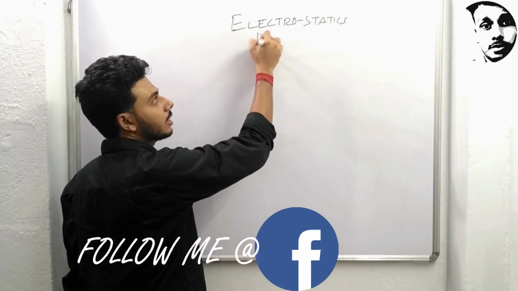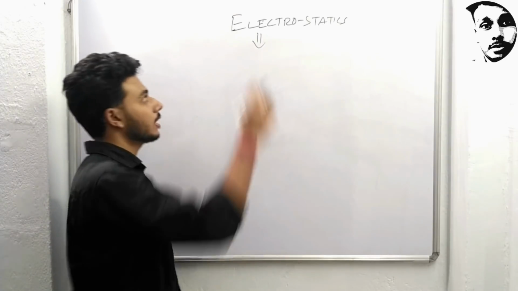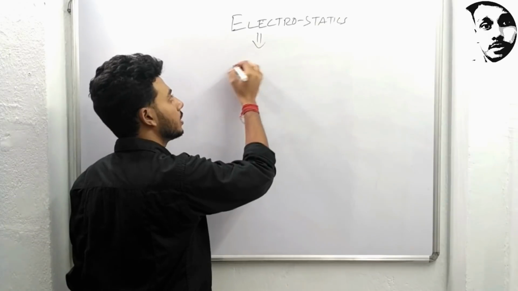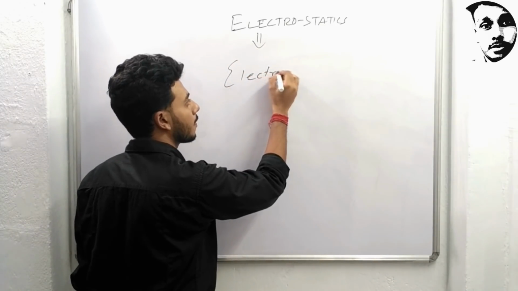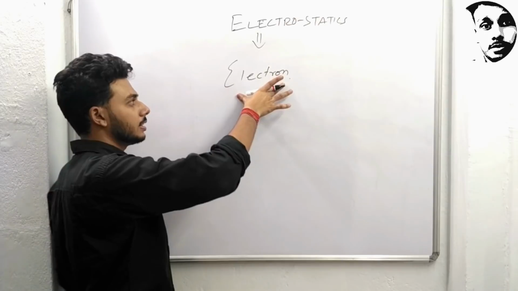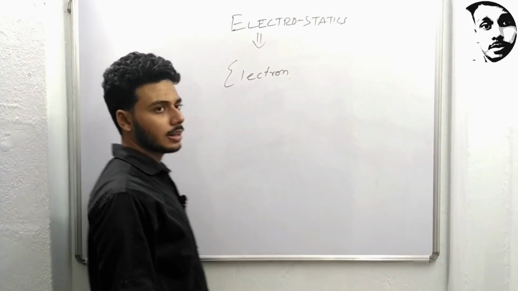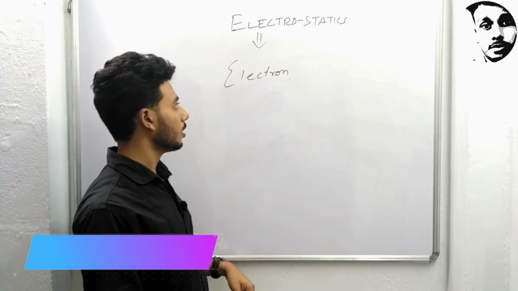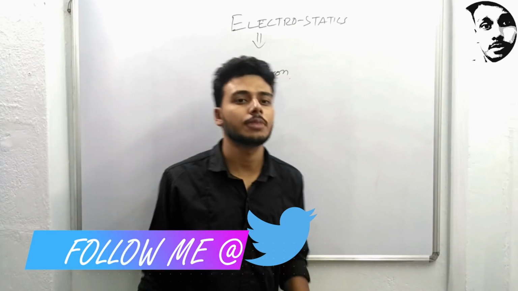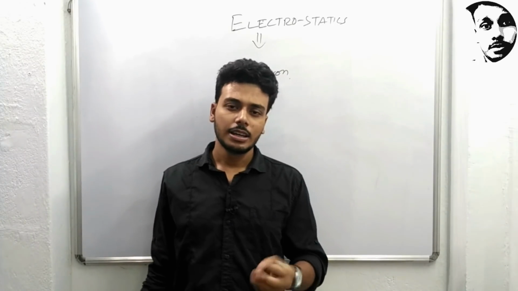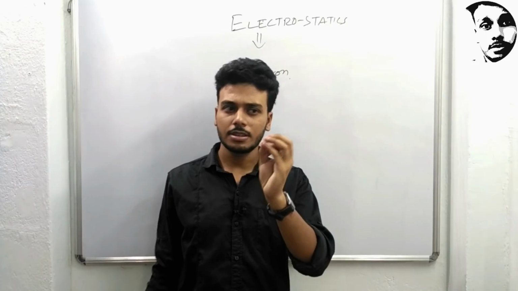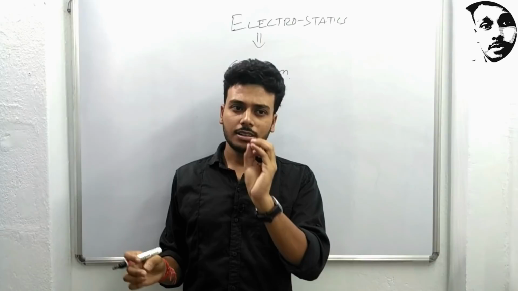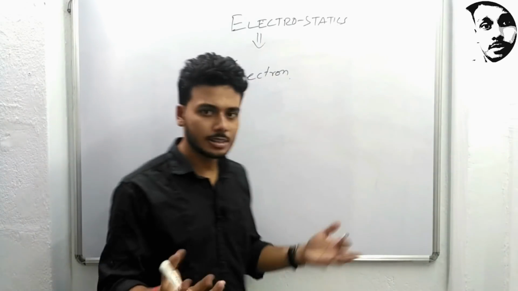Now where does this electro originate from? The word electro originates from the word electron. Okay. I think this is a very famous subatomic particle, and you have already heard about it. This electron lives inside an atom. I think you are already familiar with the basics of atomic structure. Inside the atom there is a heavy, positively charged nucleus, and around that nucleus the electrons are revolving. Okay, that is the basic structure.